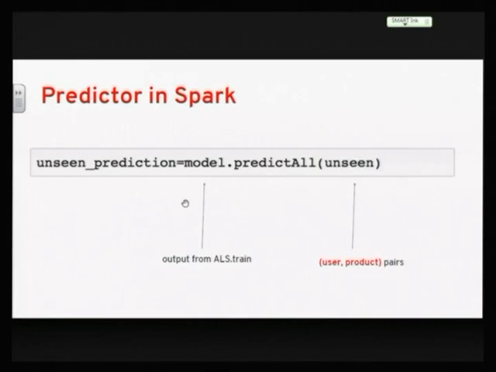Okay, so that's great. We now know how to use the train function to go from our ratings matrix R to our two-factor matrices. But how do we get predictions? Well, luckily for us, also living in that ALS class, we've got the predictAll function. It takes in an RDD of user-product pairs and the output from the ALS train function, the model, and it returns you a prediction.